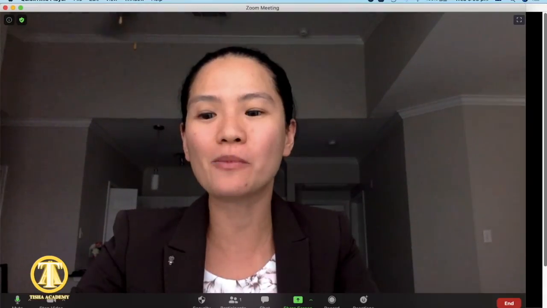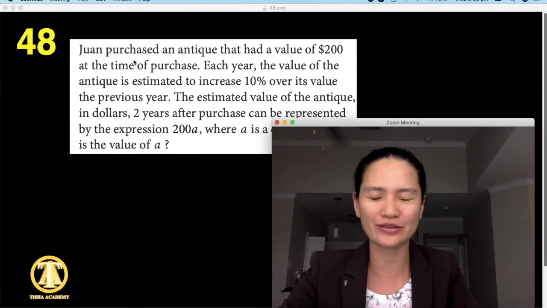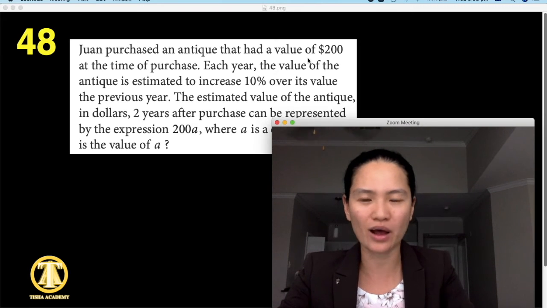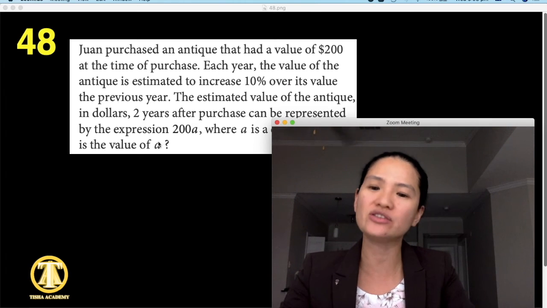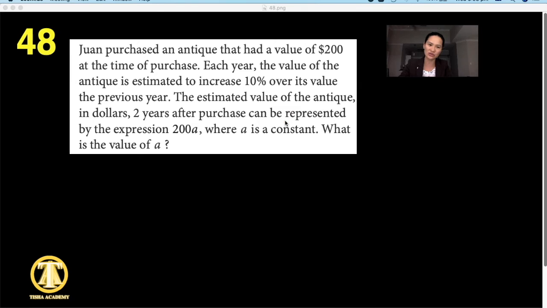Hello everyone, welcome to question number 48 together, and it is quite my favorite because my background is partly a link between mathematics and finance. How about we analyze the question together? Okay guys, look at the question. John purchased an antique that has a value of 200. When you skim read this question, you know straight away that you need to use this formula that I show you right now.